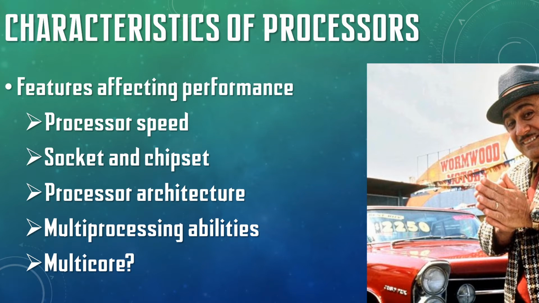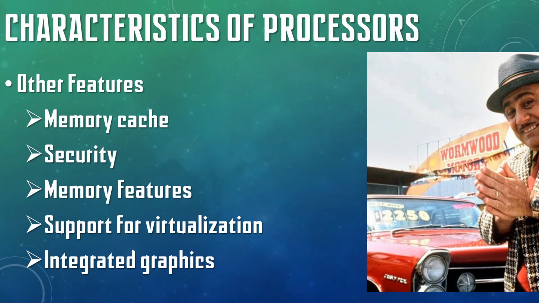It's a little different. Then you have to think about multiprocessing. Is this a dual core? Is it a quad? Does it have 8 cores? Does it have 12 cores? This matters for performance and performance while doing multiple tasks. You have to think about what the computer is going to do for the life of its work. So we also think a little bit about memory cache, security, features of memory, support for virtualization, although they all support it. Usually you have to turn it on in the motherboard.